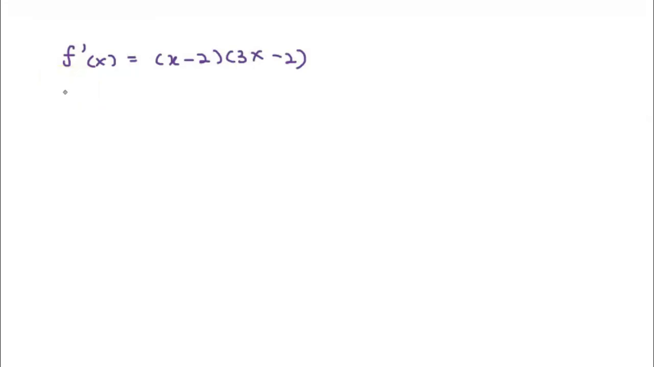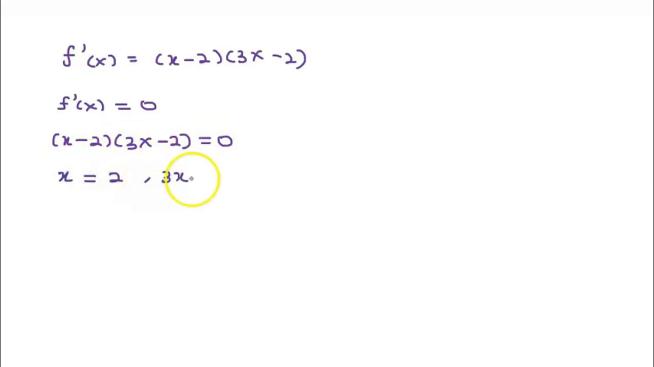Once we have f'(x) for the function f(x), we need to set this equal to 0 in order to find the critical numbers. Therefore, (x − 2)(3x − 2) must be equal to 0. From here, we get x = 2 and 3x − 2 = 0, and this will give us x = 2/3. So these are the critical numbers that we obtain for this question.